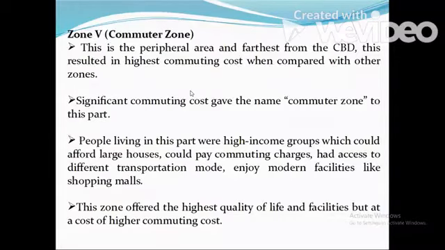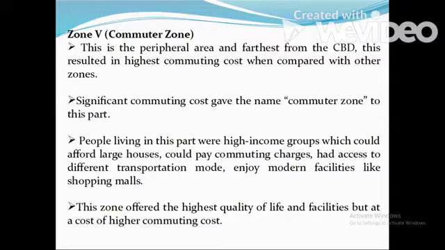We have the zone 5. Now, the zone 5 is the farthest of the various zones, and as you remember from the diagram over there, it is situated in the peripheral area. It is the farthest area from the CBD, and because it is situated in the farthest area, it has a very high commuting cost to come from that area to the city center, that is the CBD area. That is why this zone has been given the name of commuter zone.